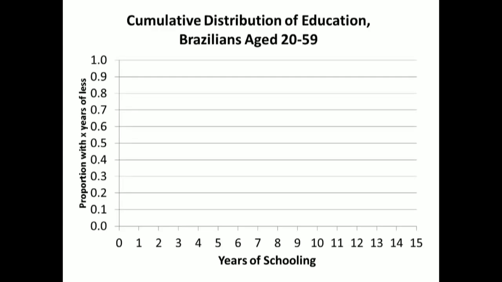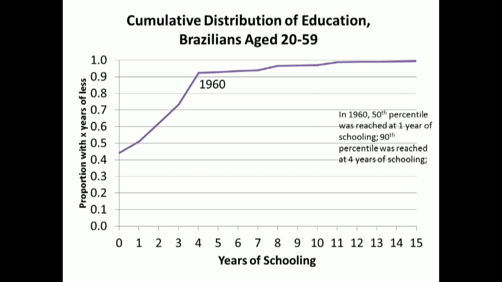I like to look at these cumulative distributions, so I'm going to show you a number of them because I think they're just an interesting way to look at it. So this is the cumulative distribution. For example, by 1960, that tells us that the 50th percentile was reached at 1 year of schooling. That was the median. The 90th percentile was reached at 4 years of schooling. So you already accounted for 90% of the distribution by then, and that's how you can read these.